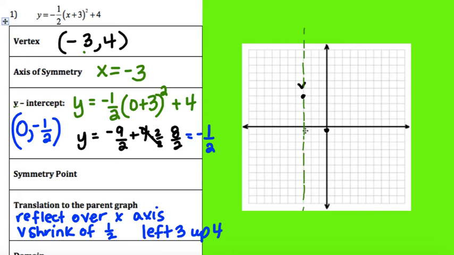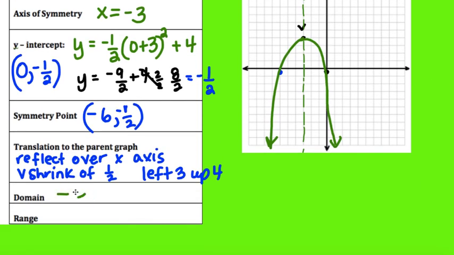Okay, and I'm going to notice that from the axis of symmetry, that y-intercept is 3 units to the right, so I need to go 3 units to the left. So 1, 2, 3, also at negative a half. That would put me at (-6, -1/2). And now I'm ready to draw my parabola. Making sure that it's a nice U shape and not a V, and it crosses like that. I know it's not perfect.